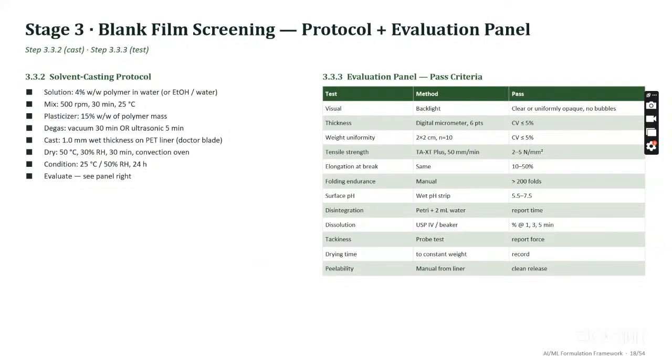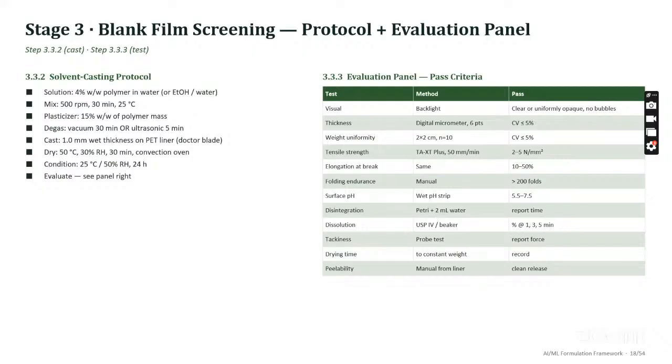Solvent casting protocol, for example, as I have written: solution of 4% weight by weight polymer in water or ethanol-water, mix at 500 RPM for 30 minutes at 25 degrees Celsius. Plasticizer, 15% weight by weight of polymer mass. Degas under vacuum for 30 minutes or ultrasonic for 5 minutes. Cast at 1 mm wet thickness on a PET liner. Dry at 50 degrees, 30% RH for 30 minutes in a convection oven. Conditioning will be 25 degrees Celsius, 50% RH for 24 hours.